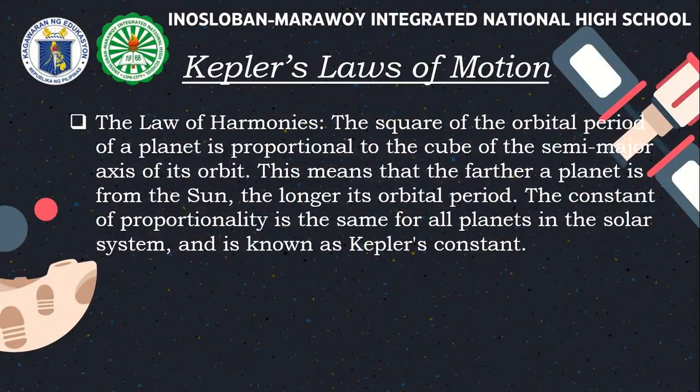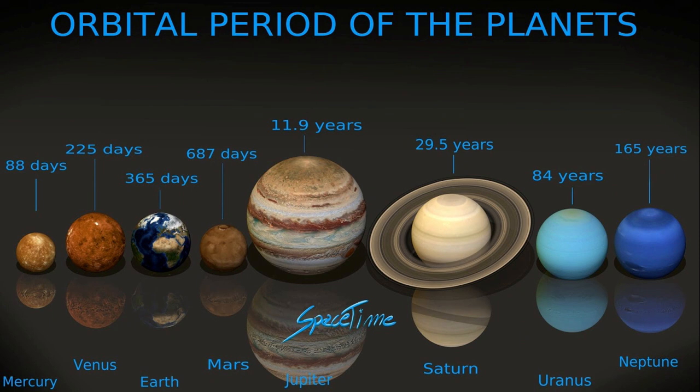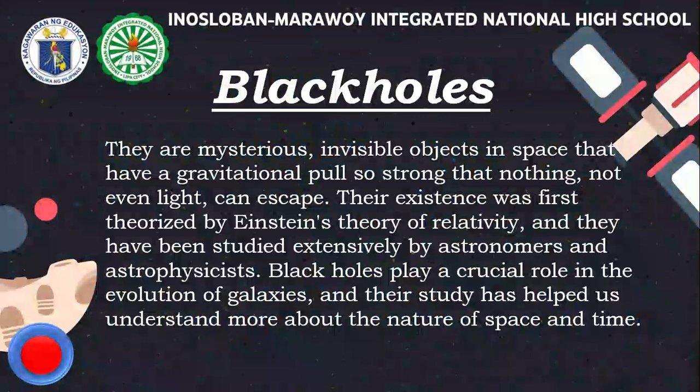Okay, next. The last one is the law of harmonies. The square of the orbital period of a planet is proportional to the cube of the semi-major axis of its orbit. This means that the farther a planet is from the sun, the longer its orbital period. The constant of proportionality is the same for all planets in the solar system, and it's known as Kepler's constant. Okay. So, each planet has its own orbital period. And it's not only planets that have orbital periods. Even asteroids and comets have orbital periods. Closer, which is in the law of equal areas, means faster. Farther means a longer revolution. Okay.